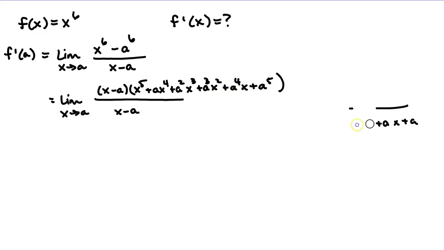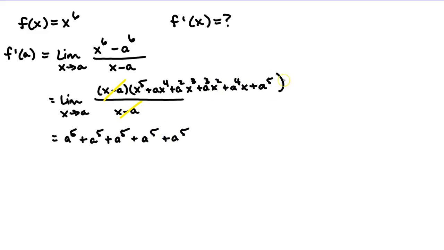Now, I would not expect you to do that kind of derivative by hand, but I'm showing you because I want to convince you of what's going on here. Okay, now it's time to substitute the a in for x. A to the fifth. A times a to the fourth is a to the fifth. A squared times a to the third is a to the fifth. A cubed times a squared is a to the fifth. A to the fourth times a is a to the fifth, plus a to the fifth. How many a to the fifths do we have? 1, 2, 3, 4, 5, 6. 6a to the fifth. So that's f prime of a.